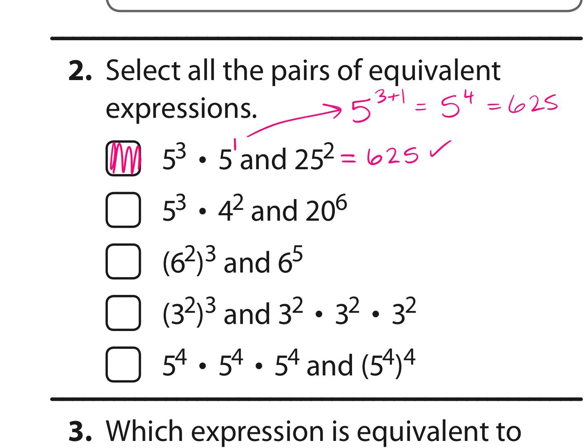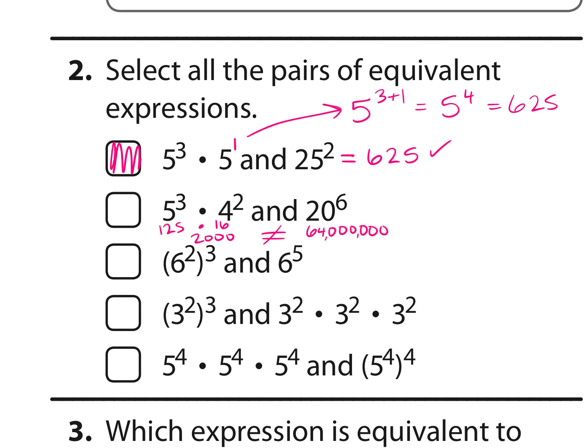These are equivalent. The next one, 5 to the third power times 4 squared, we could just evaluate and get, well, that's 125 times 16, which is 2,000. And then 20 squared comes out to 64 followed by 6 zeros, which is 64 million, and that's definitely not equal.